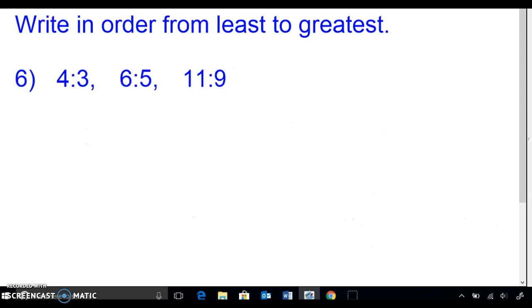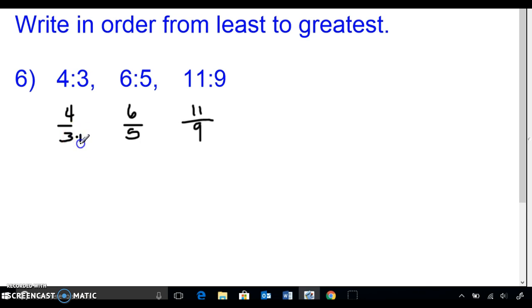And this is like the lesson we did back in the beginning of chapters 1 and 2. You're going to order them from least to greatest. So the first thing you need to do is write them all as fractions. And then I would make them all have a common denominator. Don't forget that you're going to want these in original form. So a common denominator between 3, 5, and 9 is 45.